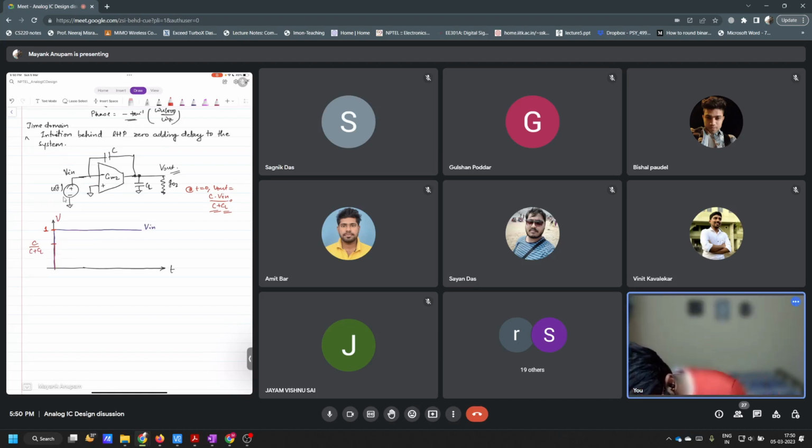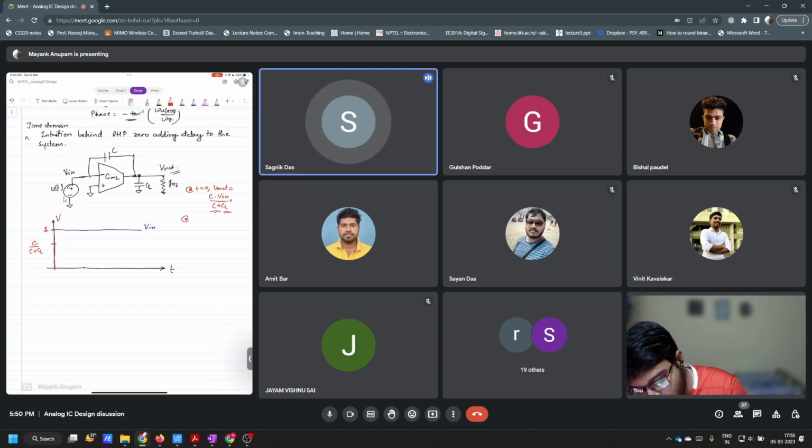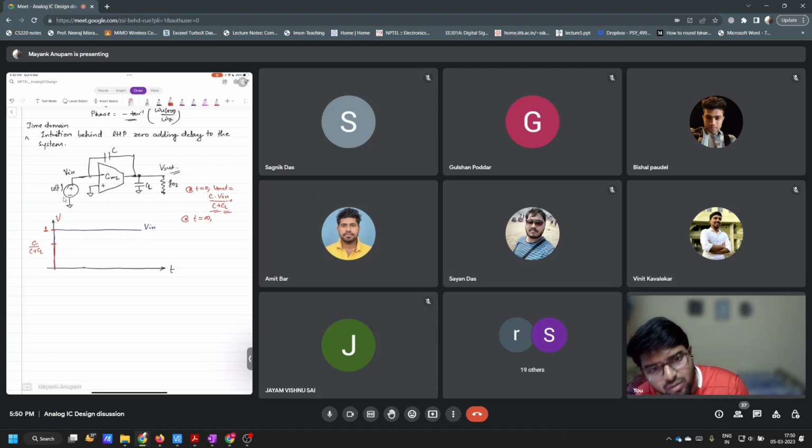Your V out goes like this, and now it will start to decay. And what is the steady state value? I mean, at time t equal to infinity, what should be the value of output V out? GM2 by GO2. That is zero? What? Zero? How come? Why should it be 0?